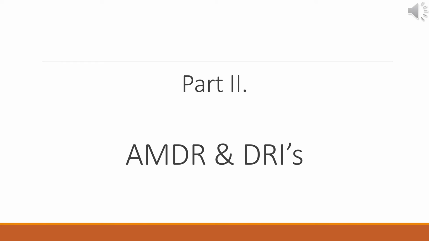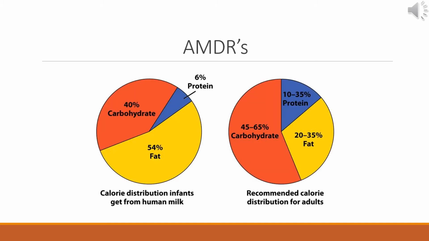Alright, so the second part of this chapter is going to focus on the acceptable macronutrient distribution ranges and the dietary reference intakes. To clarify, for the DRIs and the AMDRs, both of these are going to be looking more so at specific nutrients and less at the bigger picture. So we're kind of honing in with each of these things. DRIs a little bit more so than AMDRs. And that's because, again, DRIs focus on micronutrients and macronutrients. AMDRs, acceptable macronutrient distribution range, we're just going to be focusing on the macronutrients.